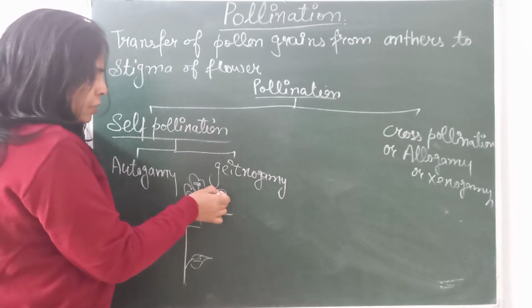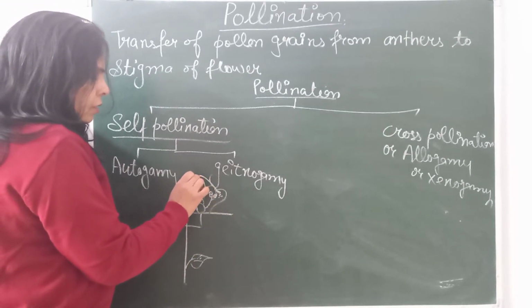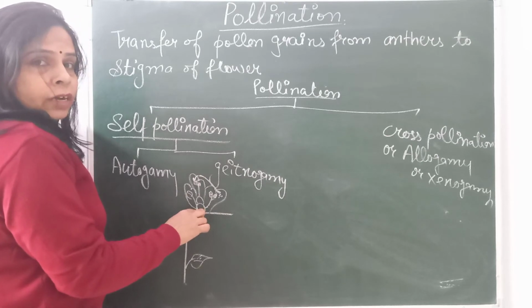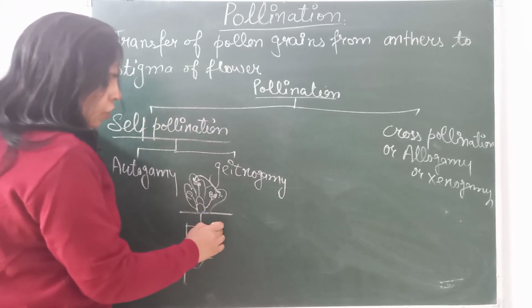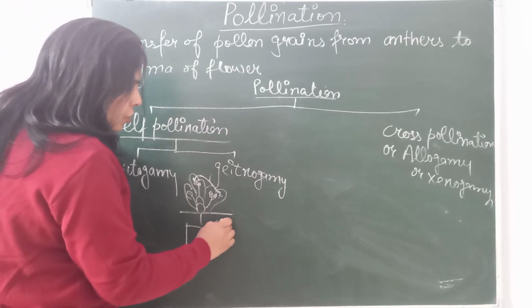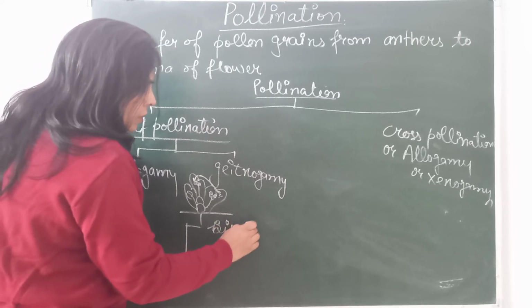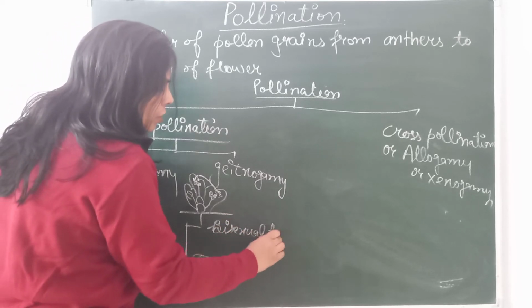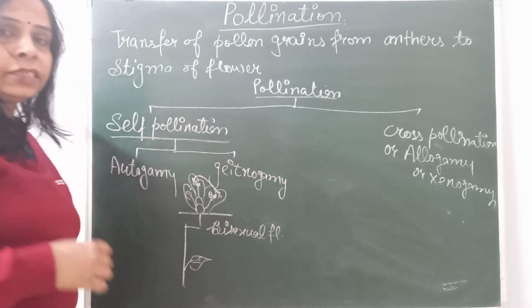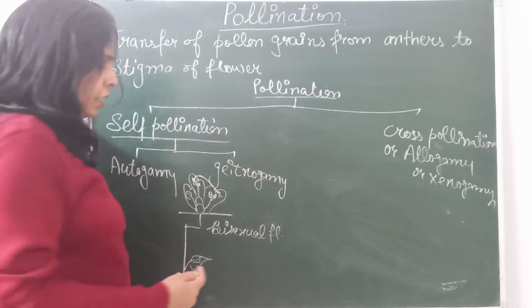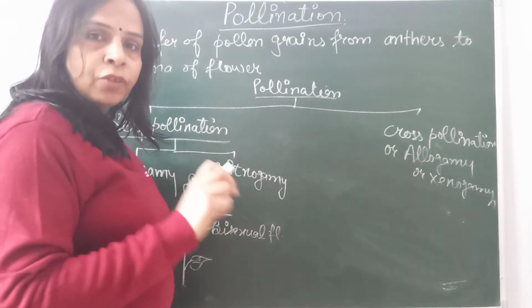Now, pollen grains are released from this anther and they are transferred by their own, अपने आप ही वो ट्रांसफ़र हो जाती हैं किस पे? Stigma of the same flower. Now this flower is a bisexual flower. Bisexual flower means it has male and female reproductive parts on the same flower.